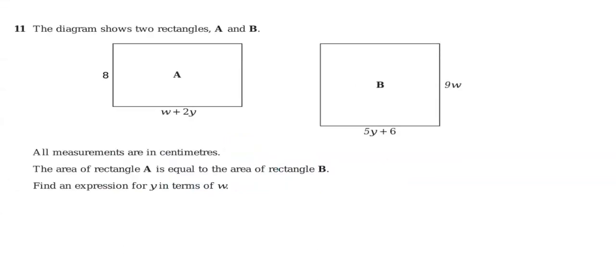And now we have two rectangles. The area of A is equal to the area of B. Find an expression for Y in terms of W. So the area of rectangle A is 8 times W plus 2Y. And that has to be the same as 9 times W, 5Y plus 6. And we have to make Y the subject of that. So we multiply out the brackets.